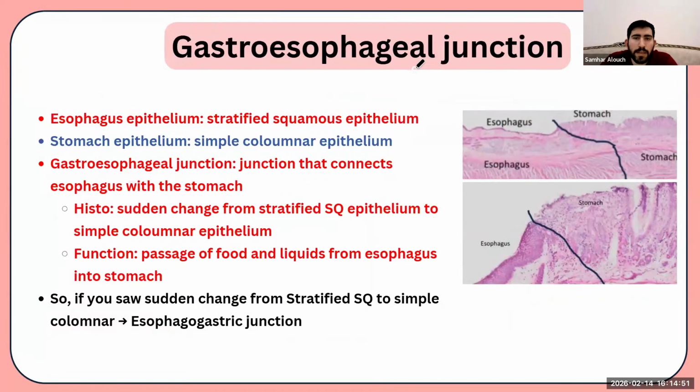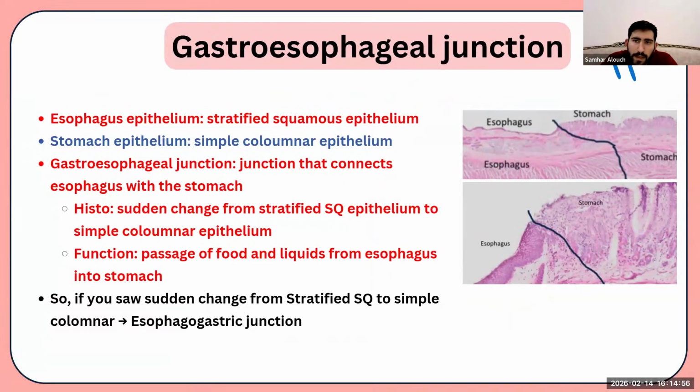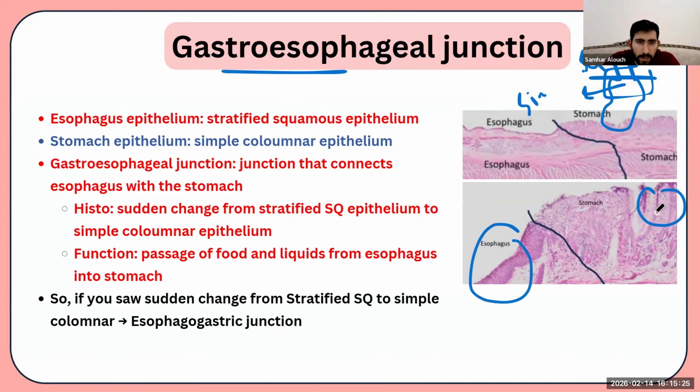Now we have something called the gastroesophageal junction. Imagine this, we have the esophagus and it's stratified squamous epithelium. And it suddenly meets the stomach, which is simple columnar epithelium. If we took this part in histology, we will have a sudden change from stratified squamous epithelium to simple columnar epithelium. Where does that happen? That happens in the gastroesophageal junction. It's the junction between the esophagus and the stomach, and we see a sudden change from stratified squamous epithelium to simple columnar epithelium.